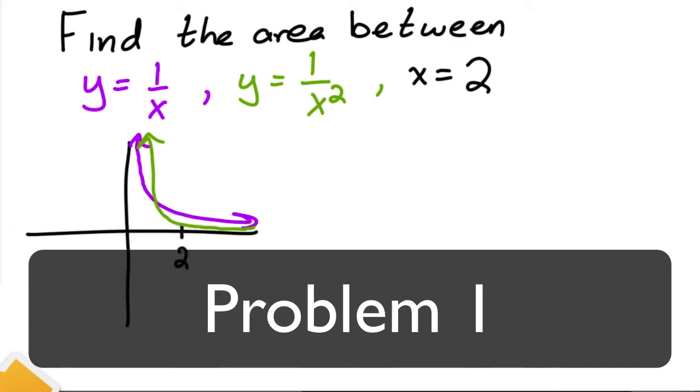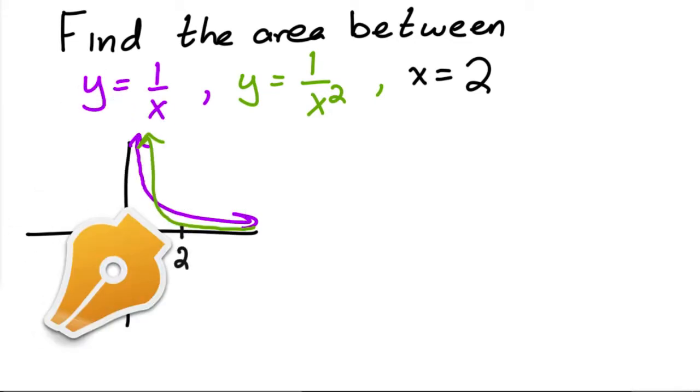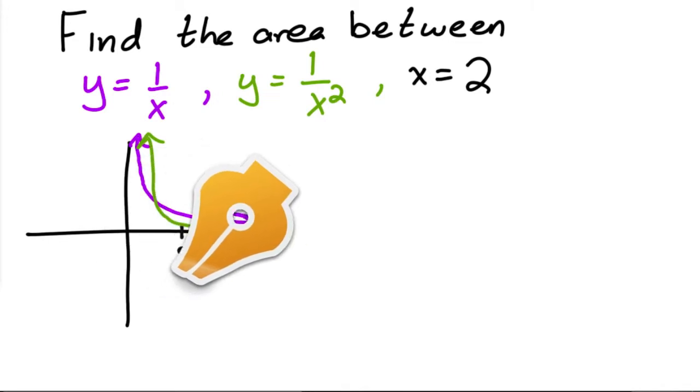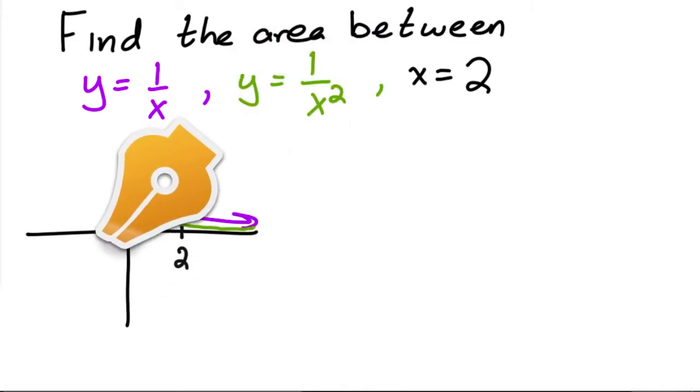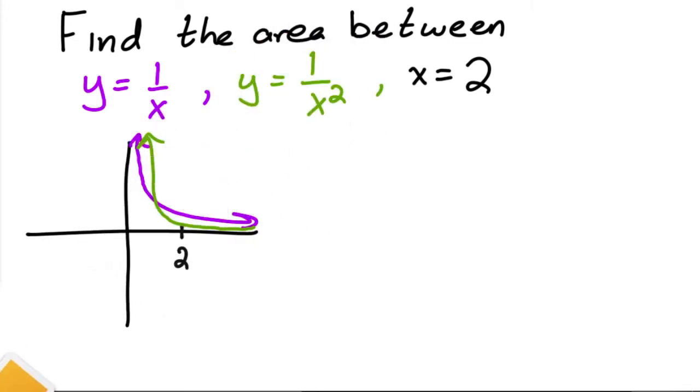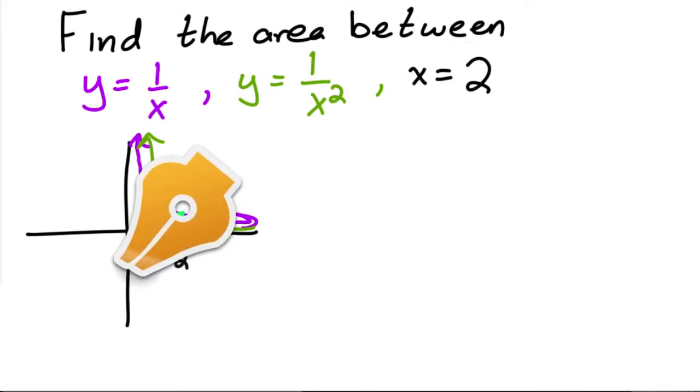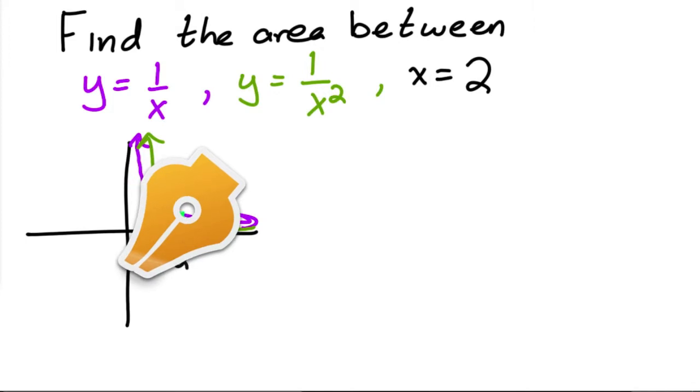Okay, so here we're trying to find the area between 1 over x, which is this purple function, and then 1 over x squared, which is the green one, and x equals 2. So if I shade it in, it would be this area right here that we're looking for.